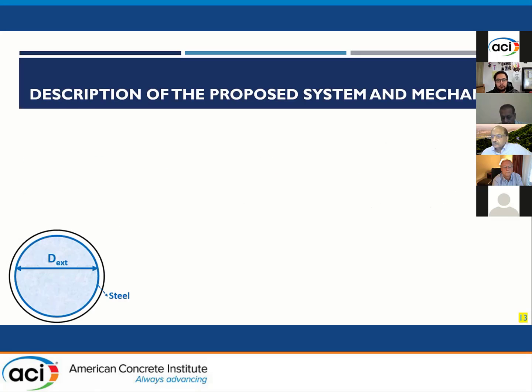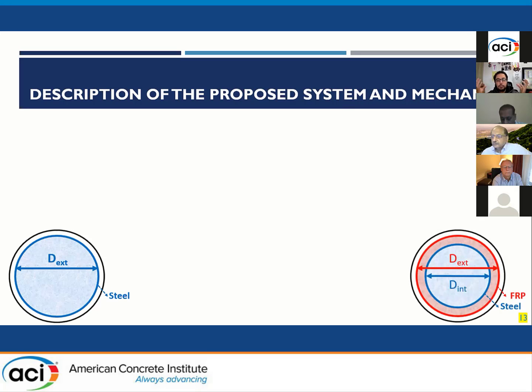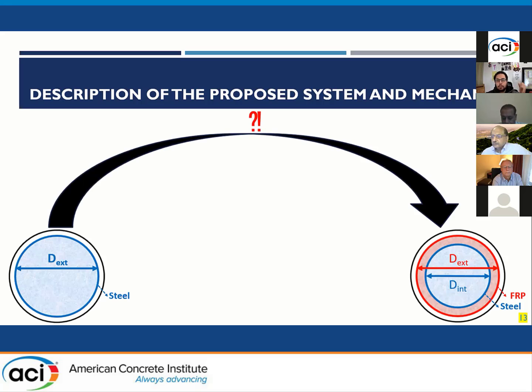For our proposed system, we have the conventional concrete column with steel rebars and steel longitudinal reinforcement, and we want to change that to a hybrid section where we have steel on the inner layer as longitudinal and spiral, and GFRP on the outer layer as longitudinal and as spiral. Can we do that in one step?